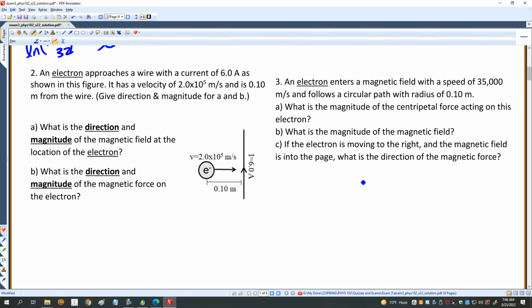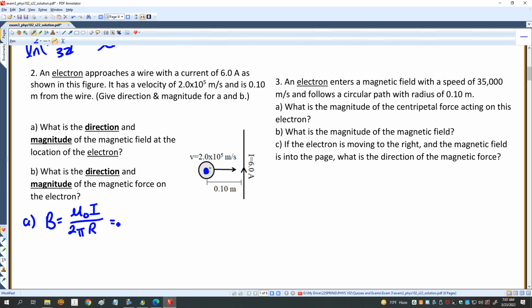All right, an electron approaches a wire with a current of 6 amps, has a speed or velocity to the right, and then it's 0.1 meters from the wire. First of all, what is the magnetic field at the location of the electron? That is at this position right here.